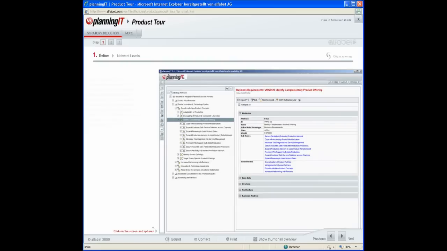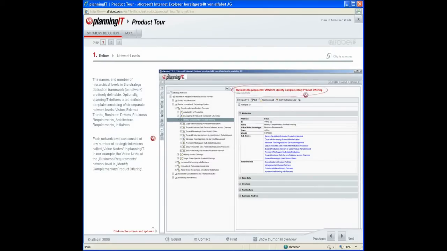Network levels. The names and number of hierarchical levels in the strategy deduction framework, or network, are freely definable. Optionally, planningIT delivers a predefined template consisting of 6 separate network levels: vision, external trends, business drivers, business requirements, architecture requirements, initiatives. Each network level can consist of any number of strategic intentions called value nodes in planningIT.